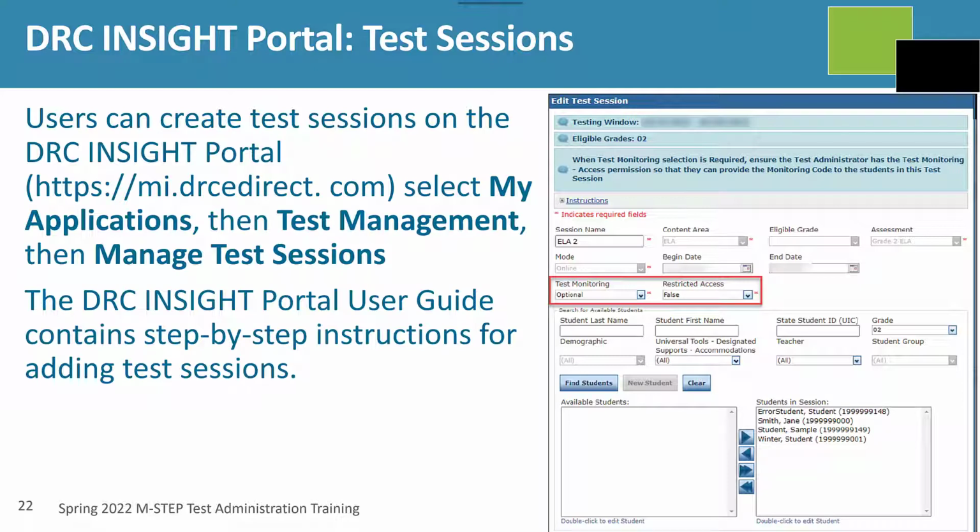This is also the screen to assign test monitoring to the test session. Choose either None, Option, or Required in the test monitoring field. This new field is highlighted on the image with a red box. Then, choose True or False in the Restricted Access field. Restricted access can only be selected if test monitoring is set to Required. Use this setting if you want to require all students to enter the code in order to test. Only students who correctly enter the code will appear on the test administrator's test monitoring application screen.